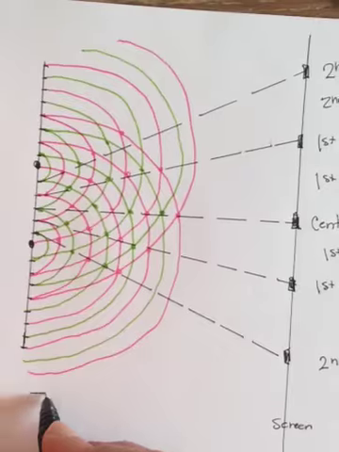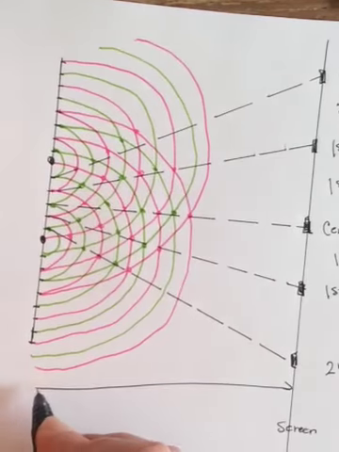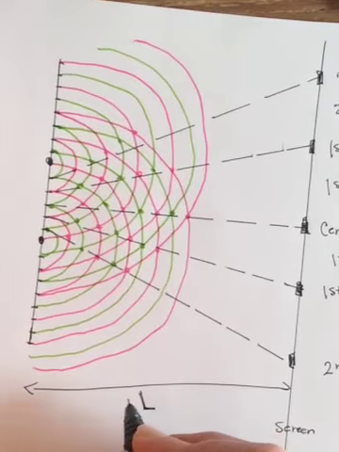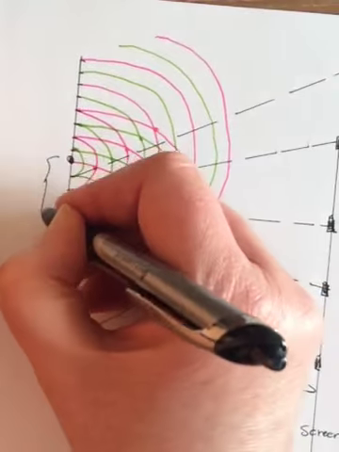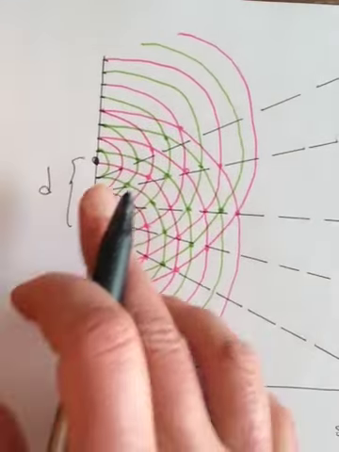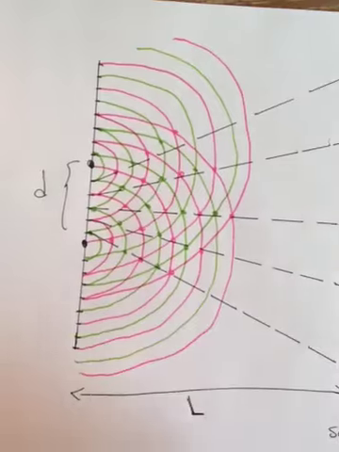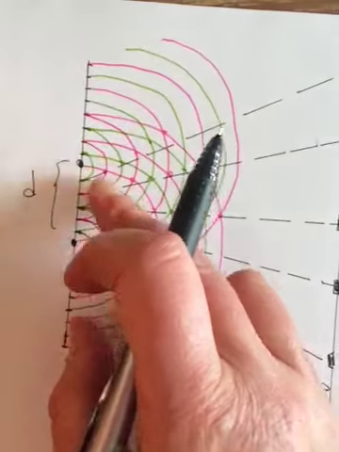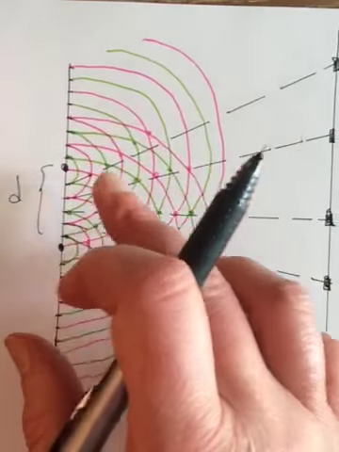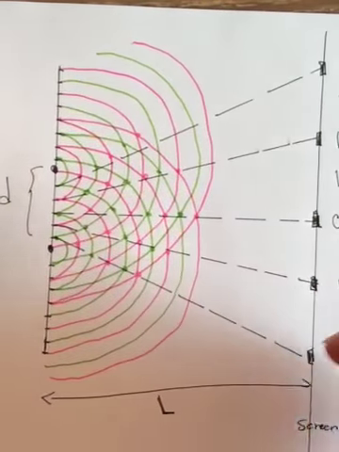The distance from where the sources are to the screen, we call this distance L. And the distance between the two sources is D. So those two sources, if it's light, would be like little slits. If it was sound, they could be two speakers. Could be cell phone towers, okay? But whatever they are, they're the sources that are emitting these waves.